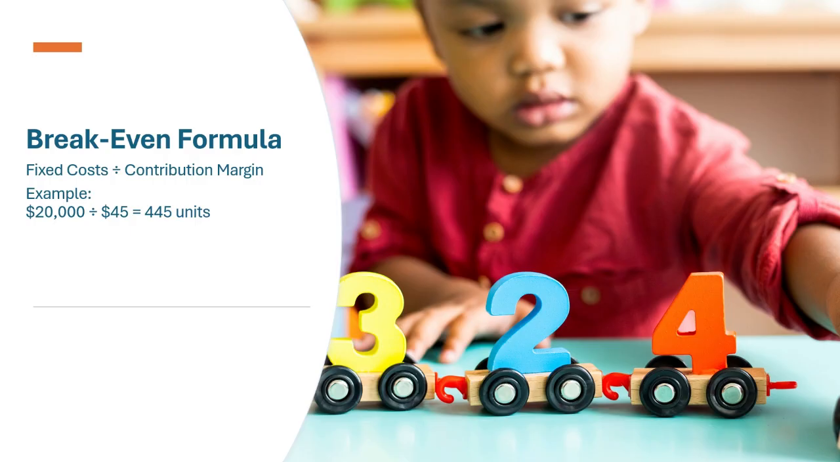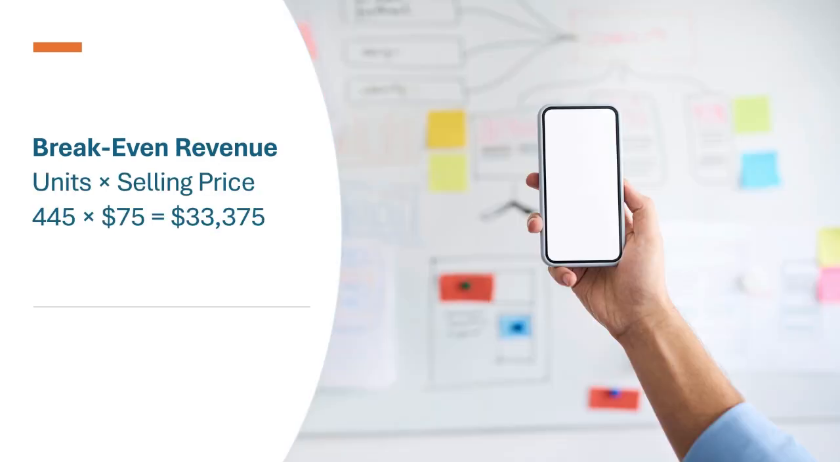So what does that mean? That means that we must sell 445 units in order to break even. And what was break even again? Remember, that's the point where we're not losing any money, but we're also not making a profit yet. It's our break even. So let's take a look at the break even revenue. If we take our units that we have to sell, which is 445, and we multiply it by our selling price, we have to bring in a revenue of at least $33,375 in order to make a profit.